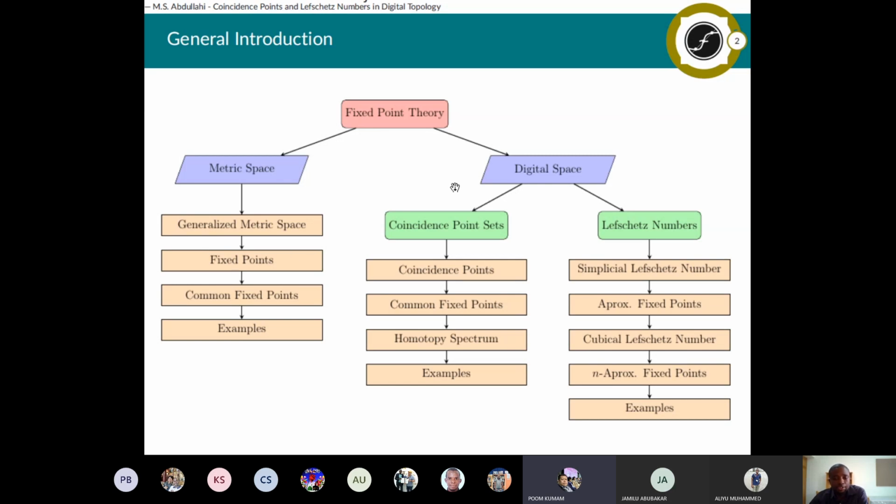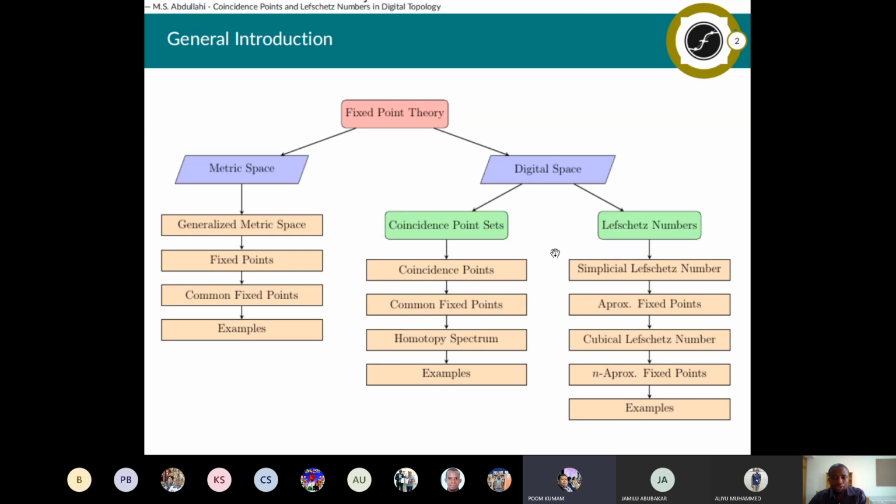Then on the digital side, we have two directions. One is studying the coincidence point set, and the other is studying Lefschetz numbers. On the coincidence point set, we are going to define what a coincidence point set is, and also that of common fixed point. Then we also study how homotopy affects both the coincidence point set and the common fixed point set. And we will also show some other examples apart from the characterizations we are going to discuss.